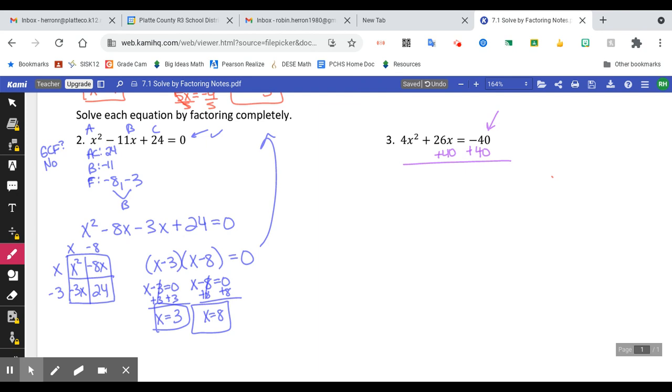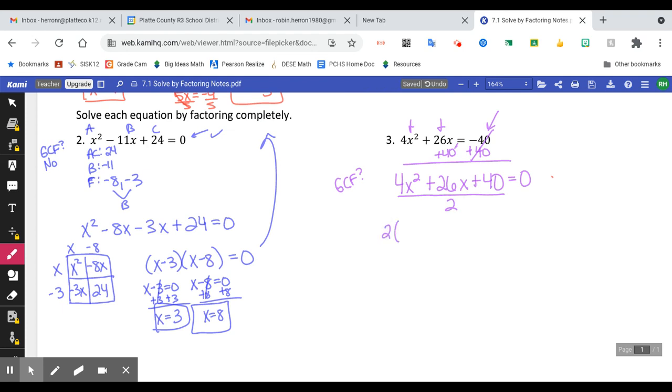Okay, adding 40 over to make it cancel. Now, I'm not actually adding because none of these three things are like terms. So I'm just going to have 4x squared plus 26x plus 40, and it all equals 0. Okay? Now, GCF would be our next question, and yes, it does. The GCF here would be 2 because 4 doesn't go into 26.